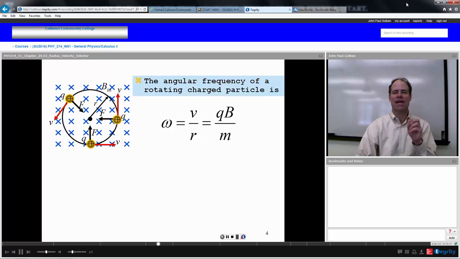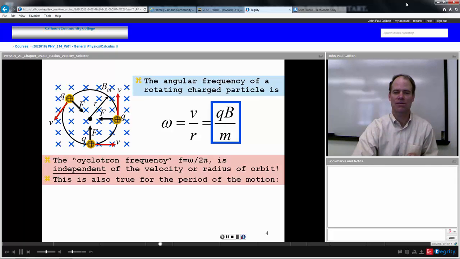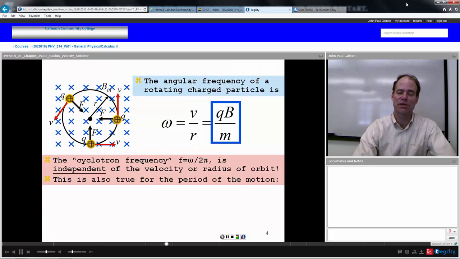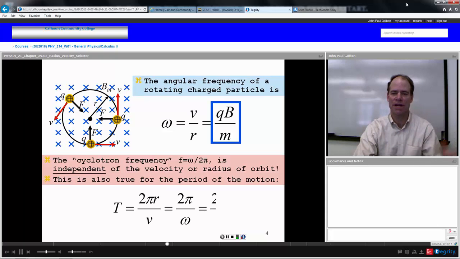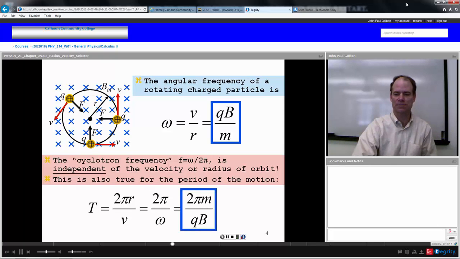Note how this angular frequency is independent of the velocity or the radius of the orbit itself. It's only equal to the charge to mass ratio of the particle times the magnetic field. And this independence of the radius and the velocity would also be true for the period of the motion. This is what we call the cyclotron frequency and the cyclotron period, respectively.